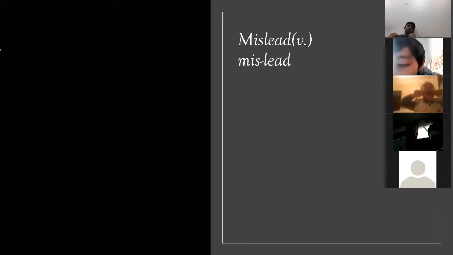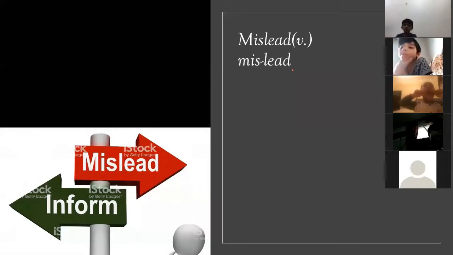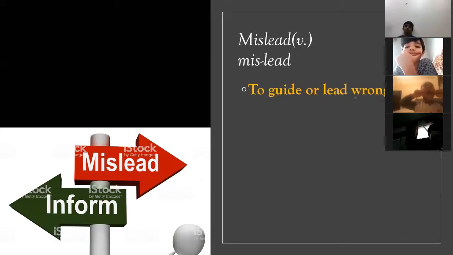Mislead has the prefix what? Miss. Miss means what? Bad or wrong. Miss alone means bad or wrong. So mislead means what? To guide or lead someone wrongly. To guide or lead wrongly.